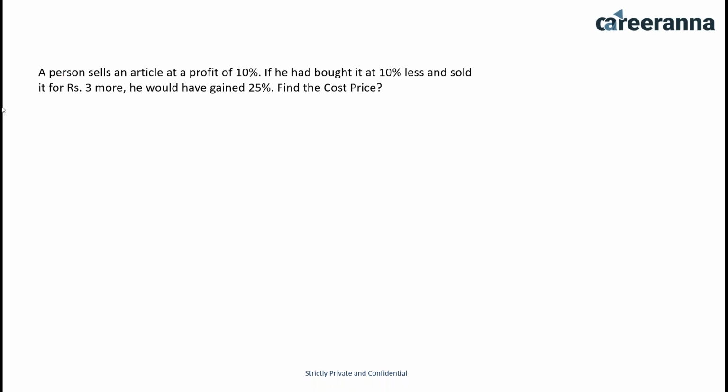Okay, so the question is, a person sells an article at a profit of 10%. If he had bought it at 10% less and sold it for 3 rupees more, he would have gained 25%. What is the cost price? So please try to solve it.